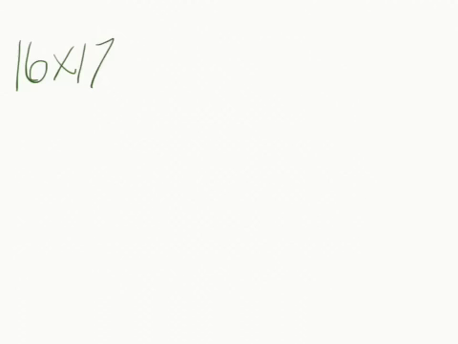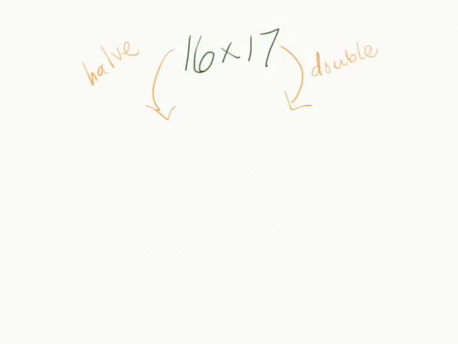Okay, 16 times 17. Most of the kids would go, I can't do that in my head. Well, yes you can. This string lends itself very nicely to doubling and halving. So let's take a look at what that would be like. Okay, so have would be the verb for half. But we're not going to say we half it because half is a noun. So the verb have, we're going to have this. So half of 16 would be 8. And if we're cutting one in half, then we need to double the other part. So double 17 would be 34.